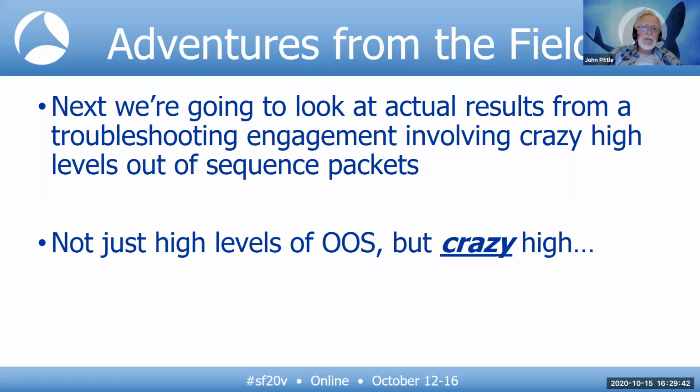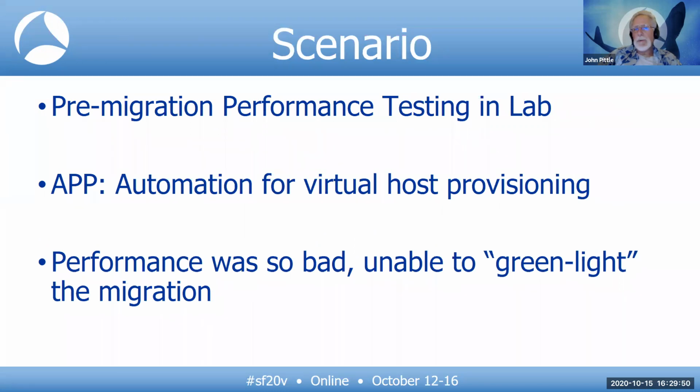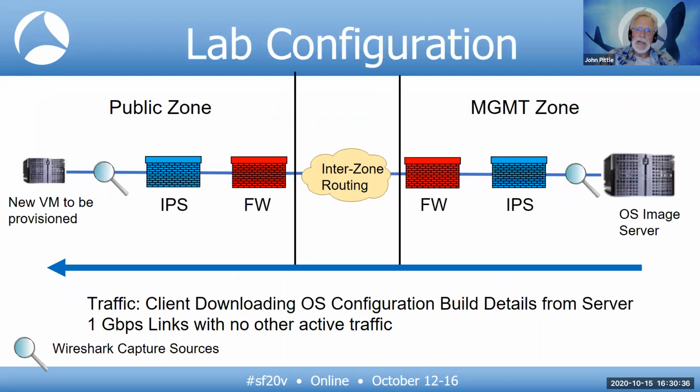We're going to look at an actual troubleshooting engagement I did a few years ago. Here's the scenario. A customer was in a pre-migration lab. They were doing performance testing of virtual host provisioning, meaning a new VM spins up, reaches out to a provisioning server, and says, hey, who am I? How should I build myself? Send me packages. So basically an automated host provisioning mechanism. The performance in the lab was so bad that they had to halt their migration to Amazon, because they couldn't get past a performance test in their lab.